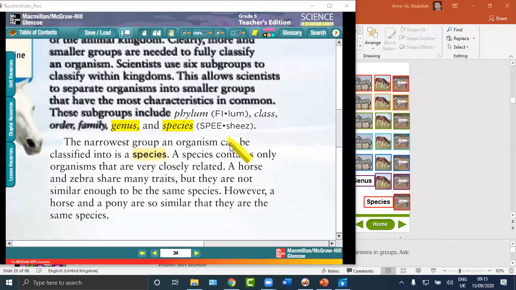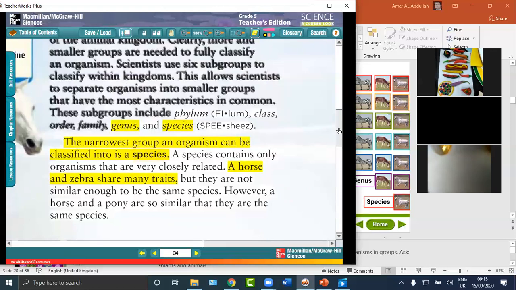Eliazar, yes. The narrowest group an organism can be classified into is a species. A species contains only organisms that are very closely related. A horse and a zebra share many traits, but they are not similar enough to be the same species. However, a horse and a pony are so similar that they are the same species.